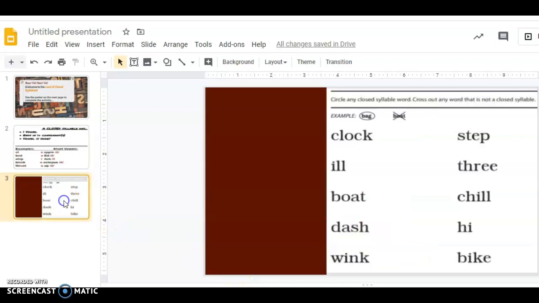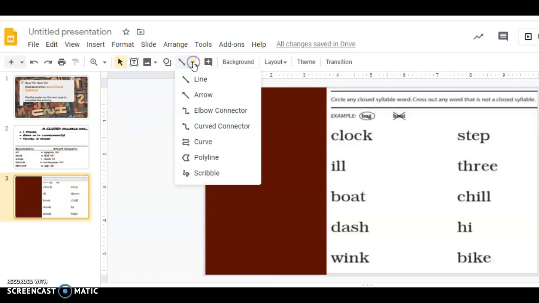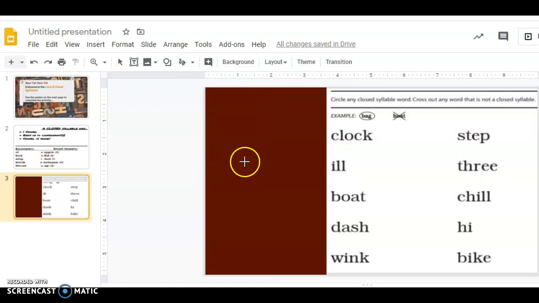When you get to your activity, you can use something called the scribble tool. You're going to go up to the line tool, click that drop down, and click on scribble. When you start to go through and ask yourself, is this a closed syllable or not, you're going to either circle it if it's closed, or cross it out if it is not closed. If you need to review what a closed syllable is, you can always go back here, but I'm also going to have some guidelines in the side here so you can look.